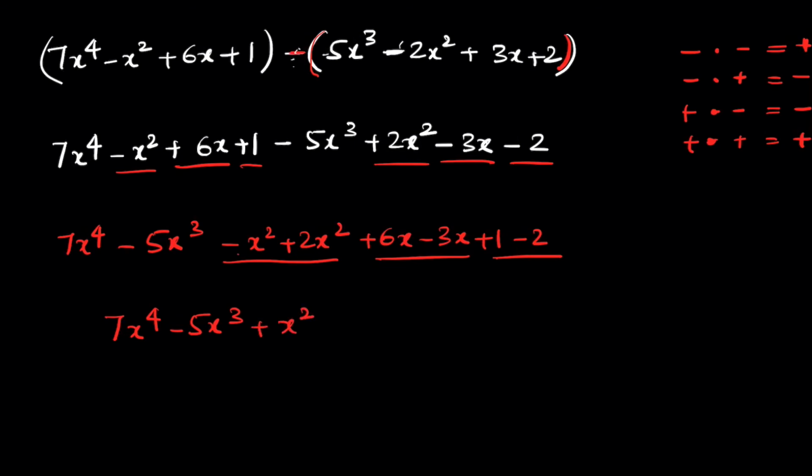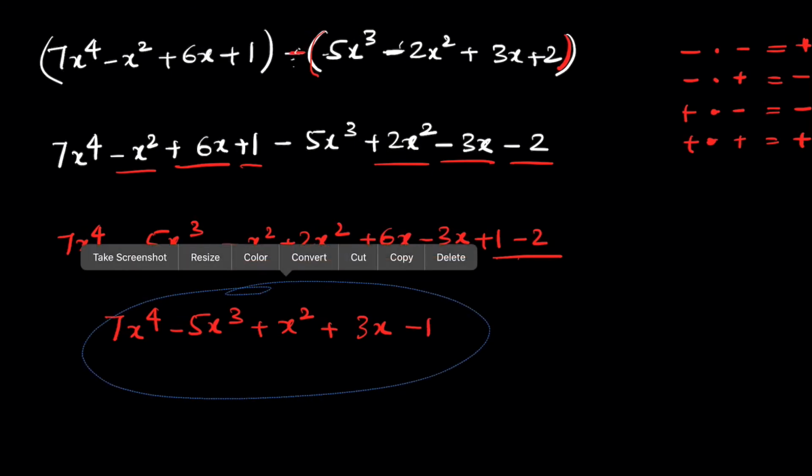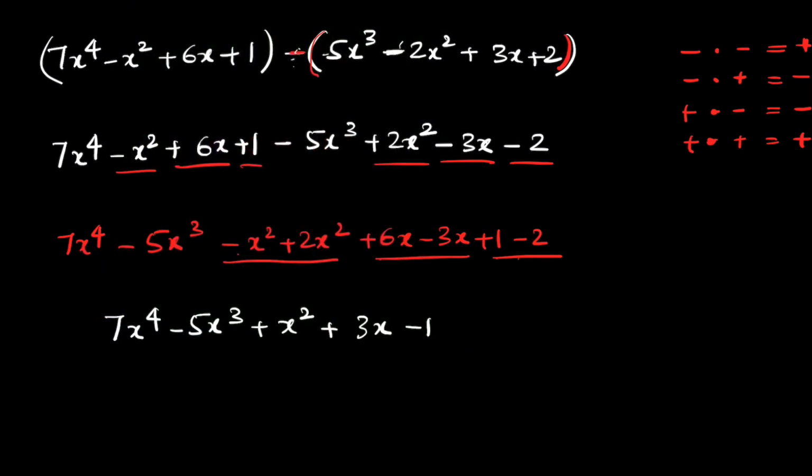Plus 6x minus 3x, 6 minus 3 is 3, so you get 3x. Plus 1 minus 2, 1 minus 2 is minus 1. So this is the final answer.